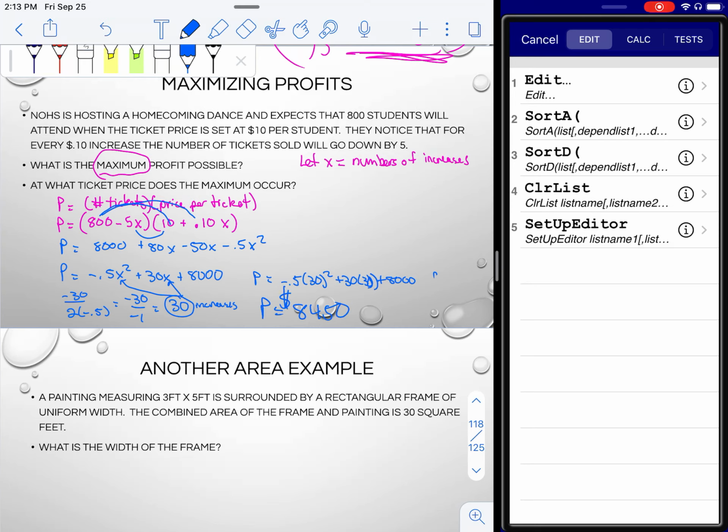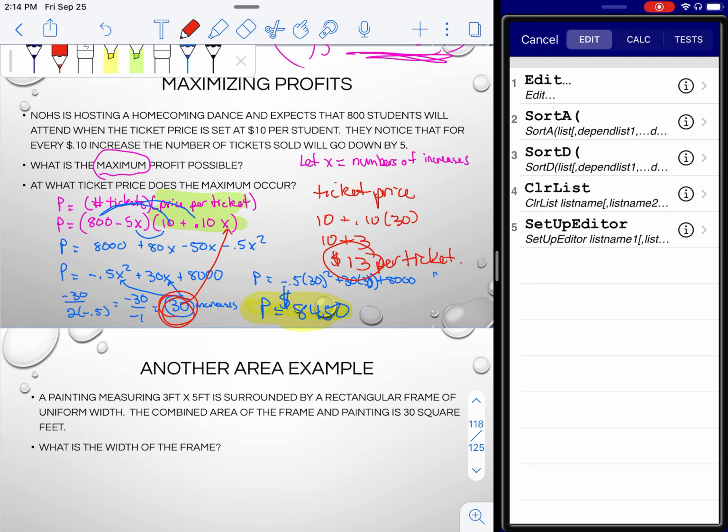So to answer the first bullet, what's the maximum profit possible? That would be $8,450. At what price does the ticket occur? Now we're going to go up here. Price per ticket is that factor there. I know I need 30 increases, so I'm going to substitute a 30 in there to get my ticket price. So $10 plus 10 cents times 30 increases. That's 10 plus 3, resulting in a ticket price of $13 per ticket.